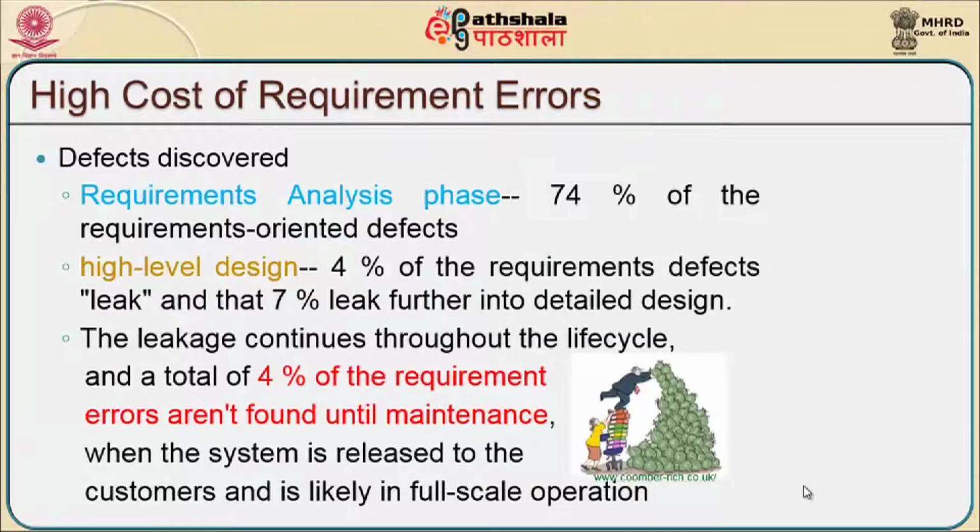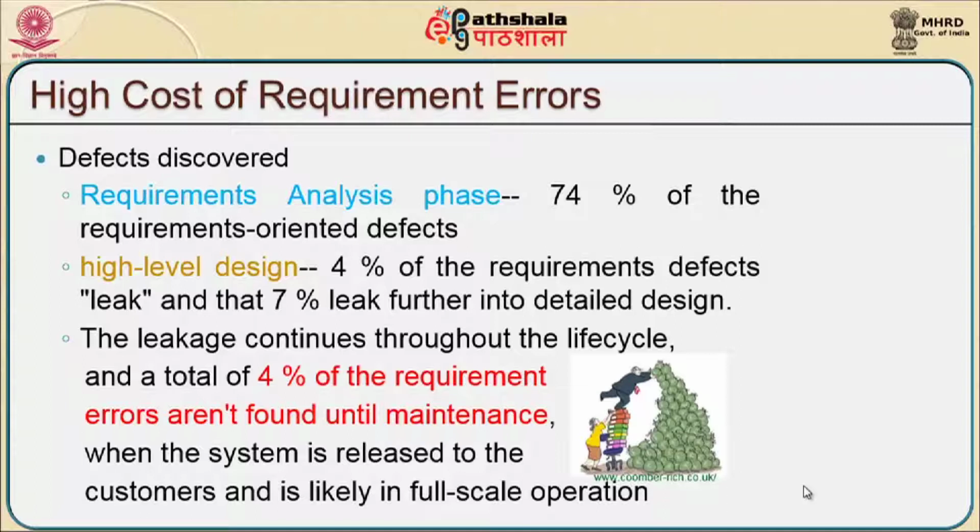If you could rectify the errors at the early phases, high cost of requirement errors. So, if I could find out my defects at the early stages, then I will try to reduce the entire cost of its development. So, the defects discovered, if found at the requirements analysis phase, will affect only 74% of the requirements oriented defects.